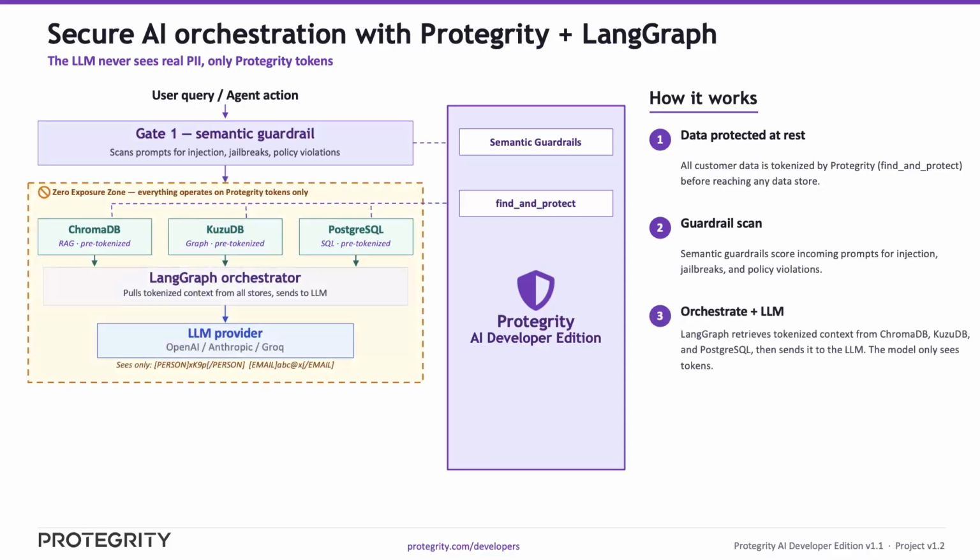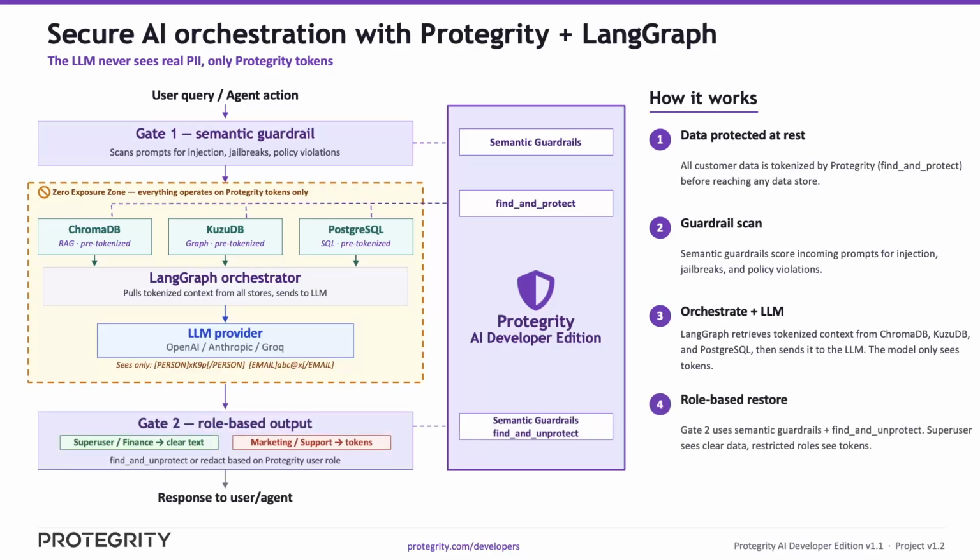Past gate 1, everything is inside the zero exposure zone. LangGraph pulls tokenized context from all three stores and sends it to the LLM. The model, which can be any, only sees tokens. An agent could chain 100 calls through here and never see any real data. Gate 2 decides who sees what. Finance gets find and unprotect, clear text. Marketing sees tokens. Same AI, different visibility, enforced by Protegrity policy.